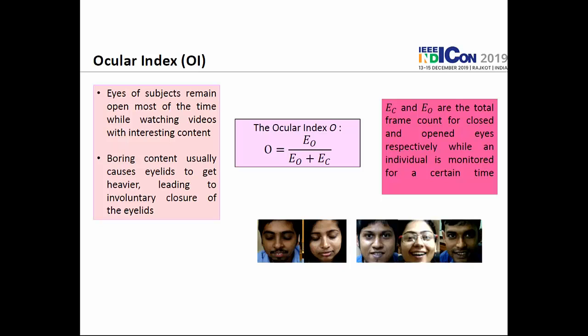First is the ocular index, where the eyes of the subjects are the main focus. It is given by EO upon EO plus EC, where EC is the total frame count for closed eyes and EO is the total frame count for open eyes.